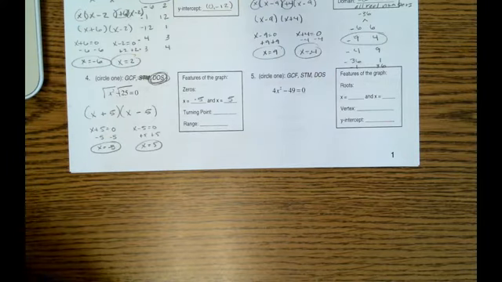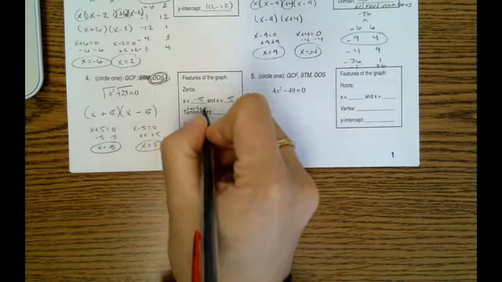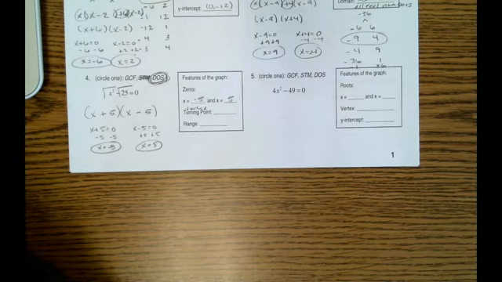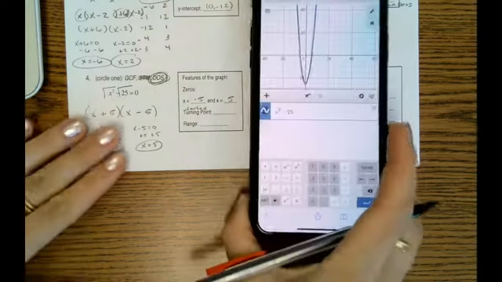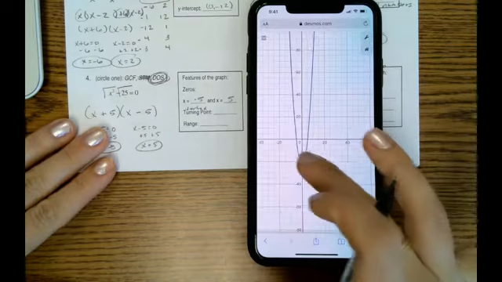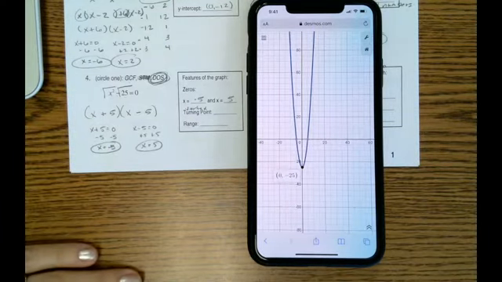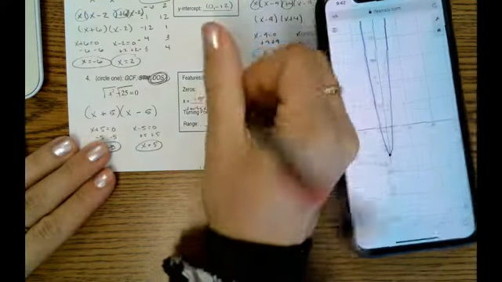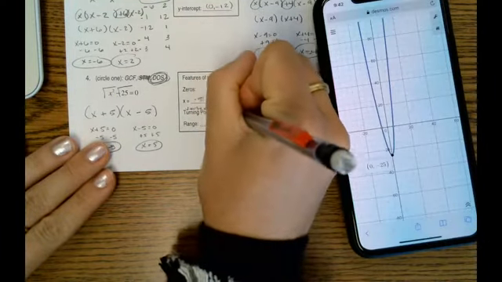Okay, so let's go ahead and put this in Desmos, and we will check what our turning point and our range are. Now, turning point is another name for the vertex. So keep that in mind. They are the exact same thing. Okay, so I put x squared minus 25 in there. Our turning point or vertex is down there at 0, negative 25.